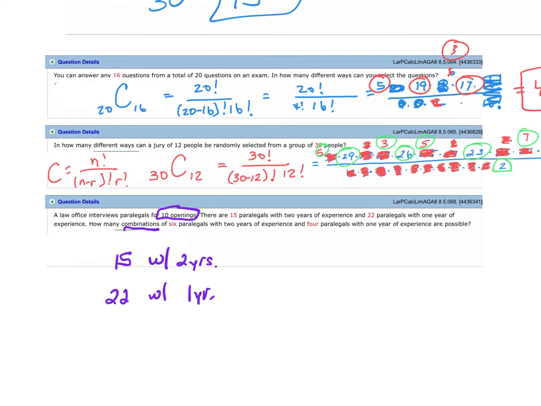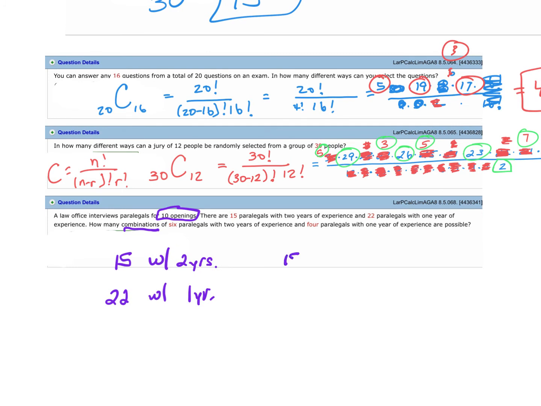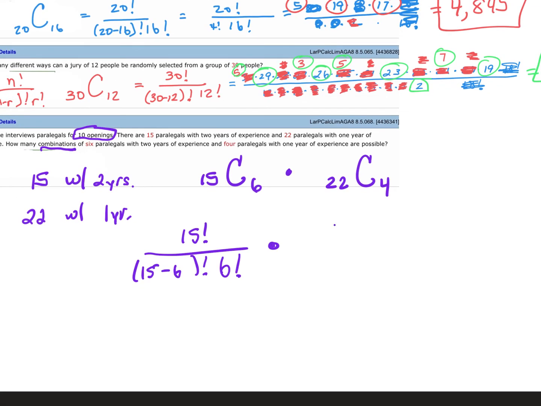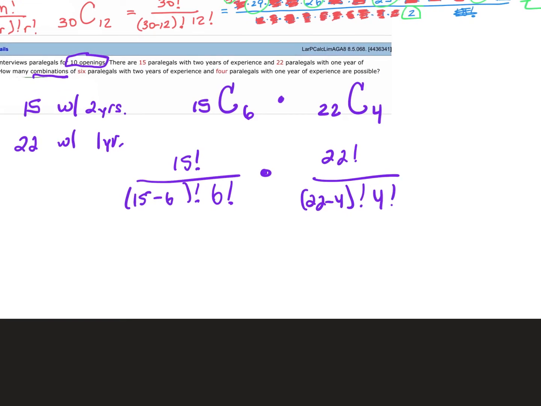So they're telling you, you have 15 total, you want to choose six of them. And the second one would be you have 22 total that have 1 year experience and you want to choose four of them. It's this one and this one, so we're going to multiply. So we can use our formula. We have 15 factorial over 15 minus 6 factorial times 6 factorial, times 22 factorial over 22 minus 4 factorial times 4 factorial. And we're just simplifying here.